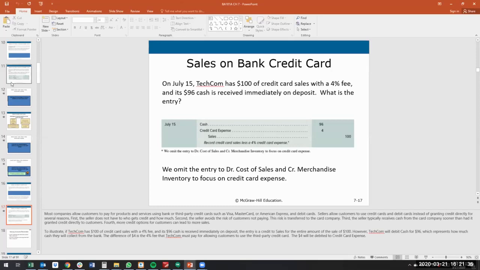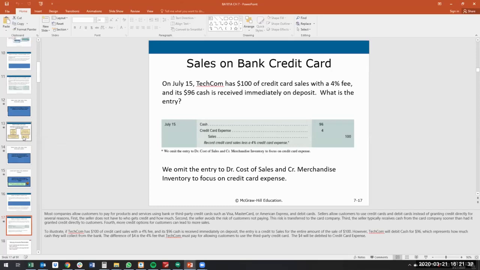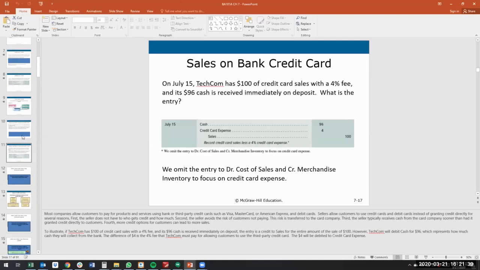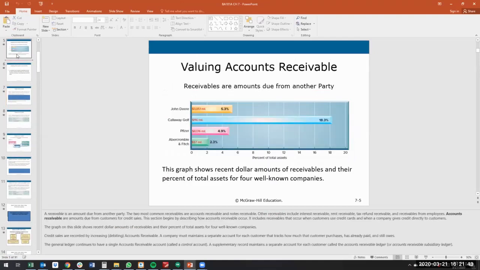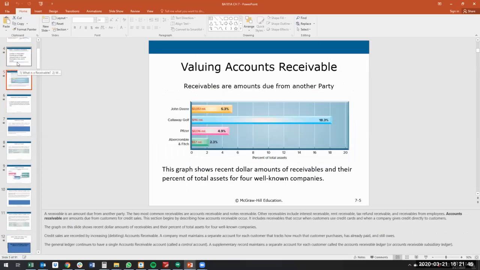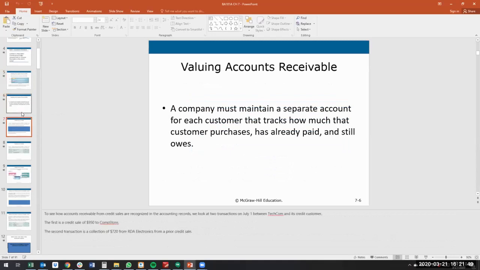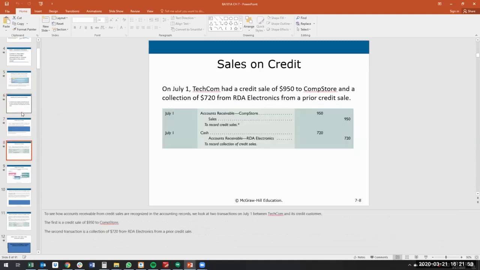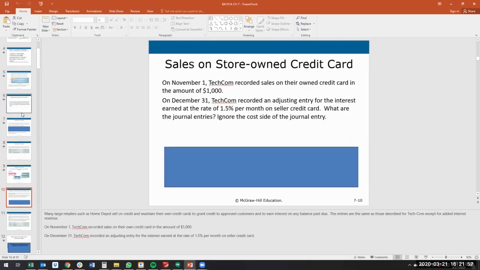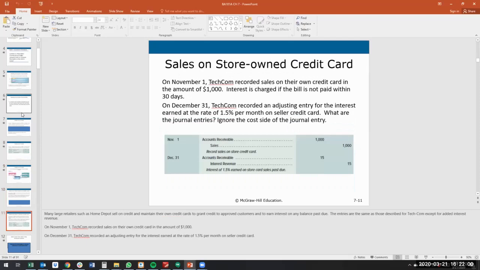So to reiterate, again, so far we've talked about accounts receivable. We've talked about the different types, why we would have accounts receivable, and the different ways we can do it. We can have accounts receivable through sales on credit, where we just invoice a customer and say they can pay us in the future, which was this TechCom example. Then we can have our sales on store-owned credit. That was our example with Target.